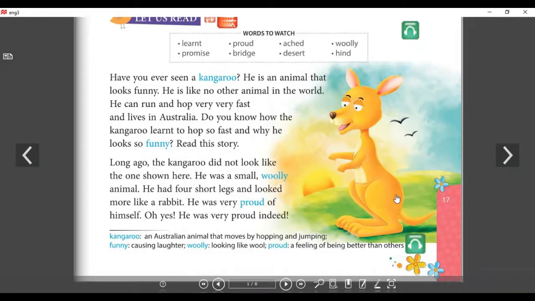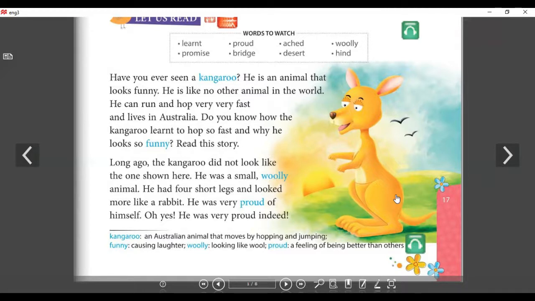It lives in the forest. It mostly lives in Australia. Which country? It lives in Australia. It can run and hop very fast. Very, very fast. Where do kangaroos live? Yes, it lives in Australia. Do you know how a kangaroo learns to hop so fast and why he looks so funny? Let's look for the answer in this story about Old Man Kangaroo.